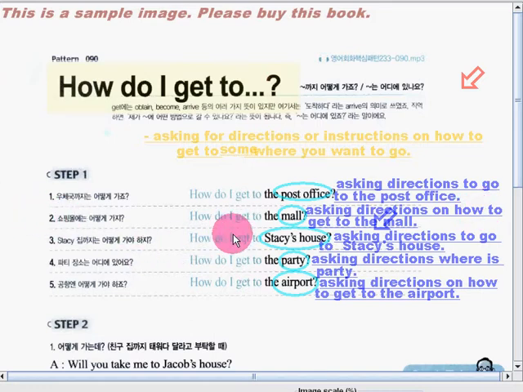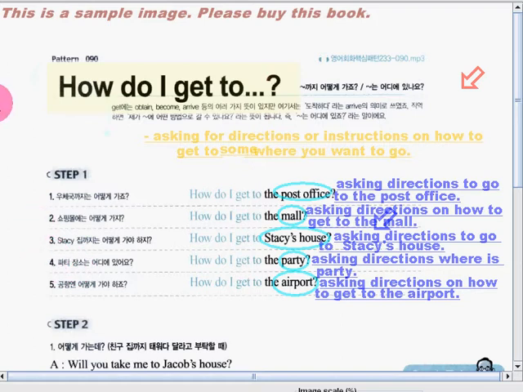Number 2. How do I get to the mall? Here, you're asking directions on how to get to the mall. Number 3. How do I get to Stacy's house? You're asking for directions on how to go to Stacy's house.